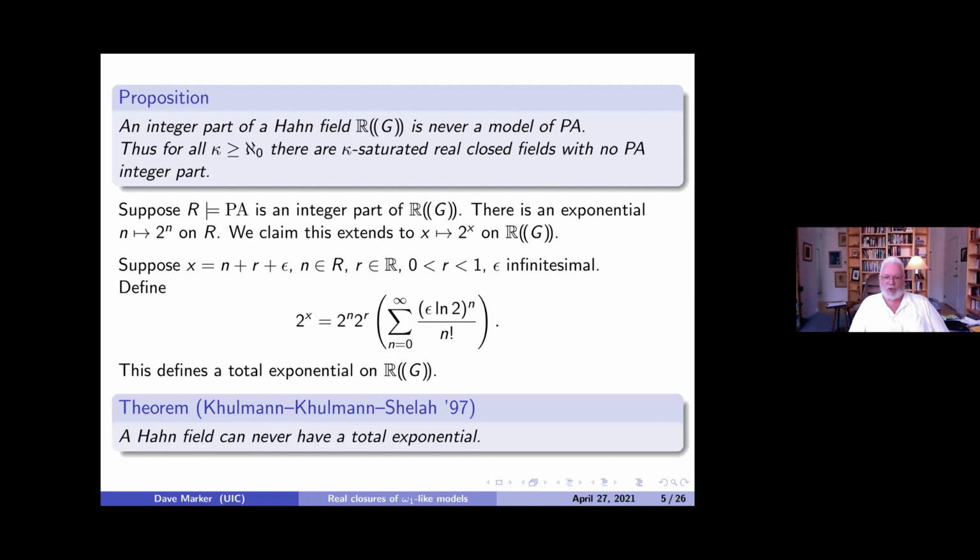But there's a theorem of Kuhlmann and Shelah from 97 that a Hahn field can never have a total exponential. So this gives me a contradiction here and gives me examples of kappa-saturated real closed fields. The Kuhlmanns involved here are Franz-Viktor and Salma. Actually, when I was looking at the date for this, I realized there's another Kuhlmann-Shelah paper, but not the same Kuhlmann. I mean, only one of the same Kuhlmanns.